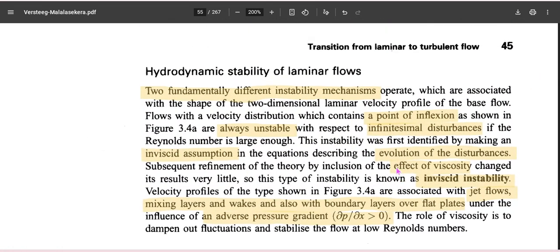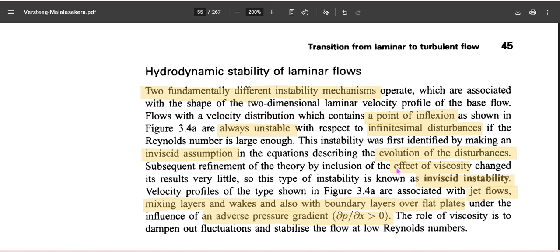If the flow distribution has a point of inflection, the theory is based on inviscid assumptions. Viscous effects do not play a great role here, and even if viscosity is introduced, it usually doesn't make the flow stable. Normally, though, the introduction of viscosity makes the flow become stable.